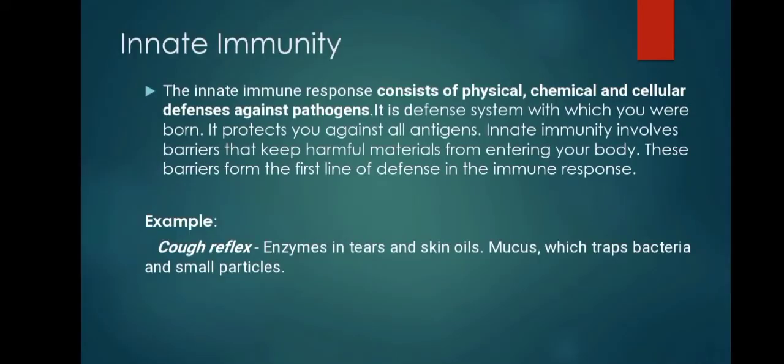The first one is the innate immunity. The innate immune response consists of physical, chemical, and cellular defenses against pathogens. It is the defense system with which you were born. It protects you against all antigens. Innate immunity involves barriers that keep harmful materials from entering your body. These barriers form the first line of defense in the immune response. For example, the cough reflex, enzymes in tears and skin oils, and mucus which traps bacteria and small particles.